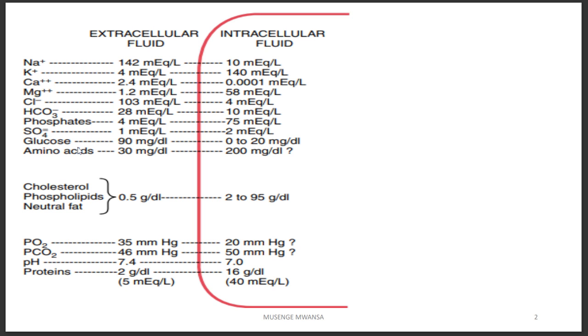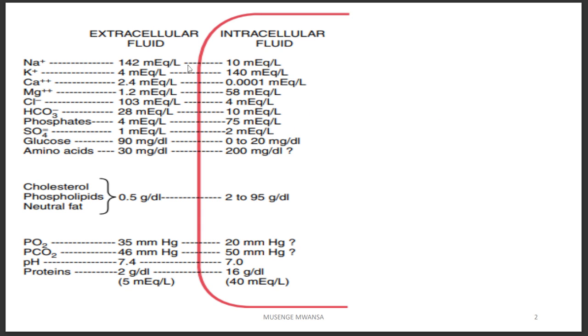Just something quickly that we should be able to know is that proteins are made inside the cell in the process of translation, and so expect them to be much higher inside the cell, just like amino acids, because these are the ones which make up protein, so they are much higher inside the cell. Glucose, on the other hand, is much higher outside the cell.